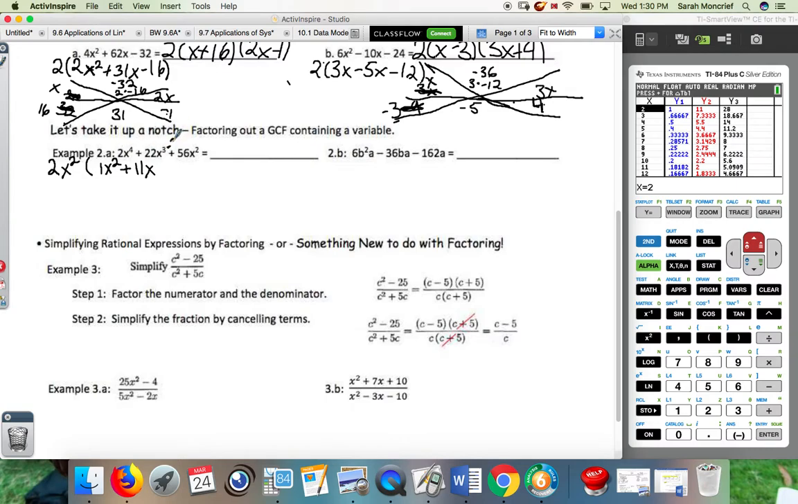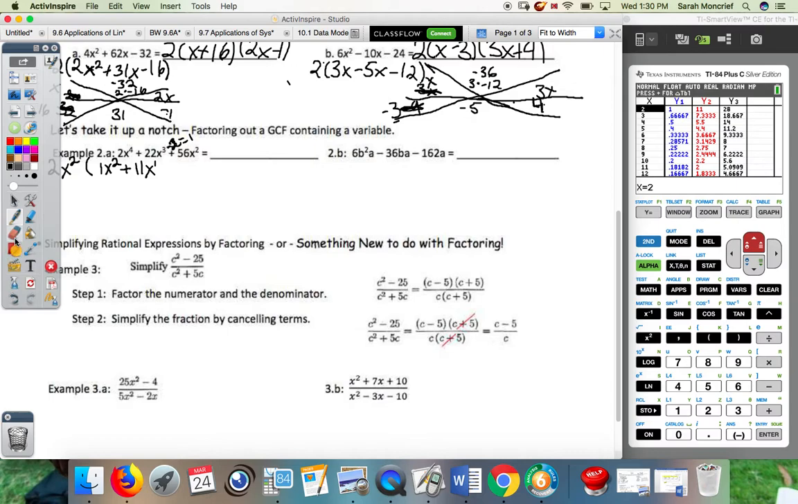What's 3 minus 2? Will get us 1, so x to the power of 1, or just x.